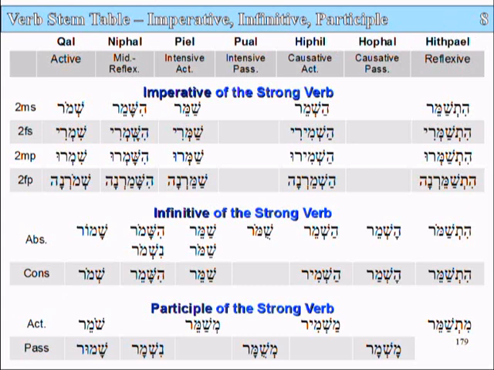So again, this is a table for handy reference, so you may wish to keep this and print it out as you're reading the text. Again, you're not required to memorize any of this, but just see how these various stems affect the vowels and so forth.